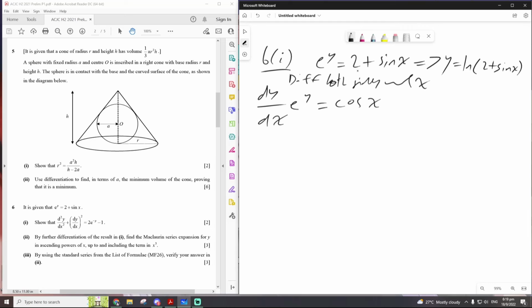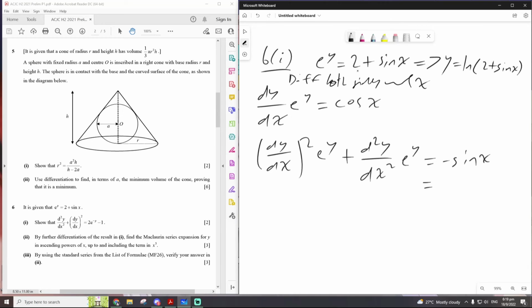Okay, and then I will differentiate this again. So I'll get (dy/dx) squared e^y plus d²y/dx² e^y equals negative sine x.